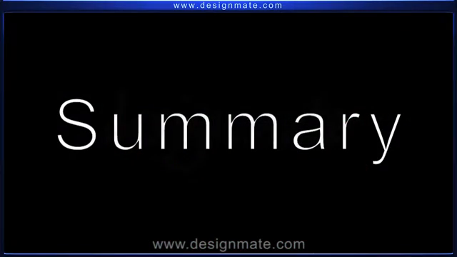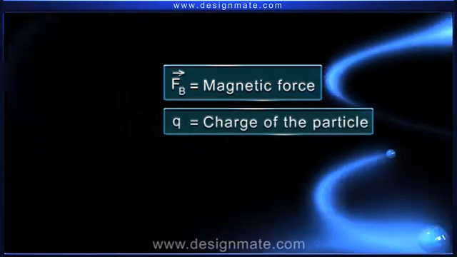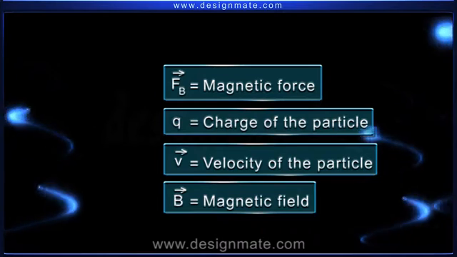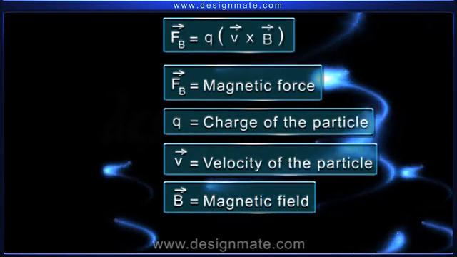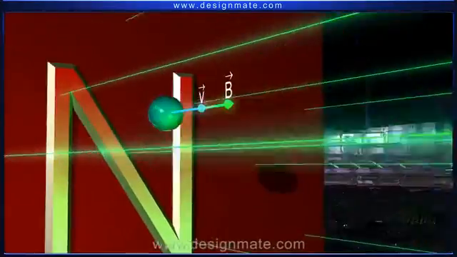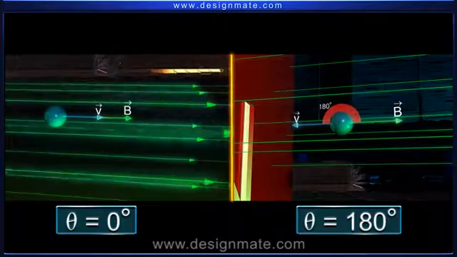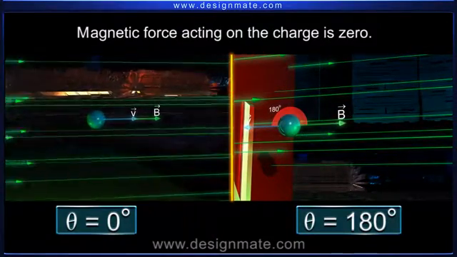Summary: the magnetic force vector Fb acting on a charge q moving with a velocity vector v in a magnetic field vector B is vector Fb equals q into vector v cross vector B. For the cases when theta equals 0 degrees and theta equals 180 degrees, the magnetic force acting on the charge is 0.